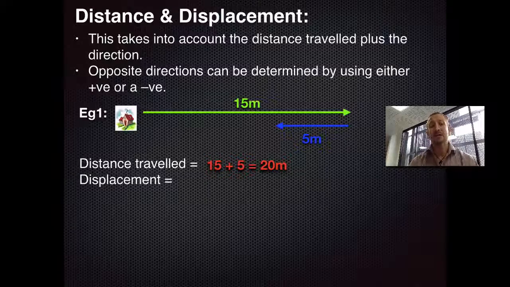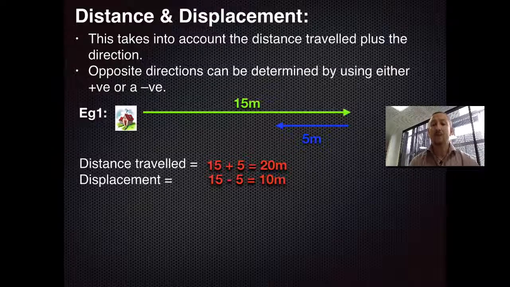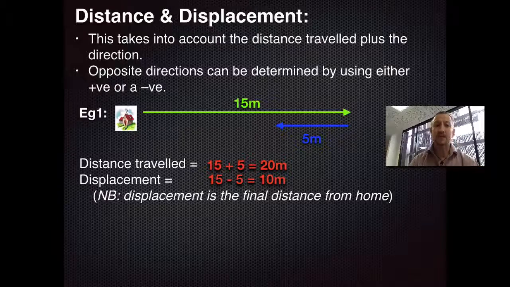Now, because it's 10 meters to the right, it's a positive. If I wanted to show that I was going in the opposite direction, then obviously it would be negative. So in this case, I've got positive 15 meters, because I'm going to the right, and then I come back negative 5 meters, so 15 minus 5 gives me 10. So now, as you can see, there's a direct difference between distance and displacement. Displacement basically is going to be your final distance from home, whereas the distance traveled is how far I've gone.